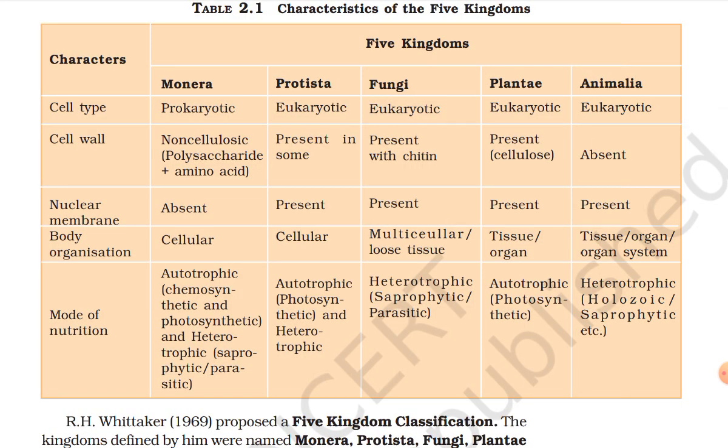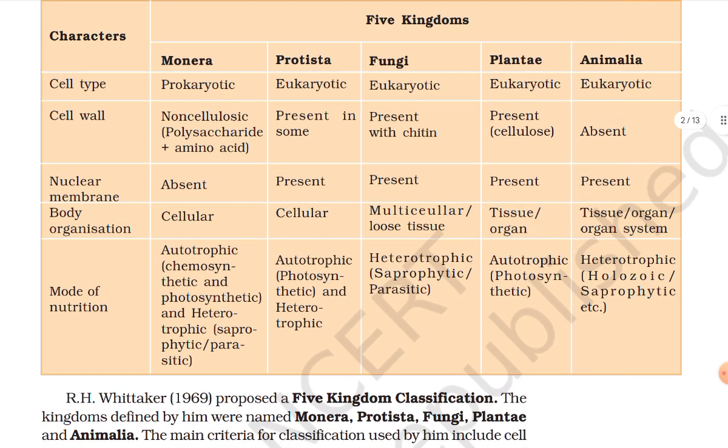Cell type in Monera is prokaryotic and eukaryotic in all the remaining kingdoms. Cell wall is non-cellulosic and is made up of polysaccharide plus amino acid in Monera, and in Protista present in some, in fungi present with chitin, in Plantae it is made up of cellulose, and in Animalia cell wall is absent. Nuclear membrane is absent in Monera and present in all the remaining kingdoms. Body organization is cellular in Monera and Protista, and multicellular or loose tissue in fungi, tissue and organ in Plantae, and tissue, organ or organ system in Animalia.